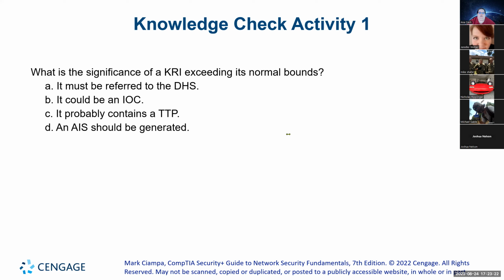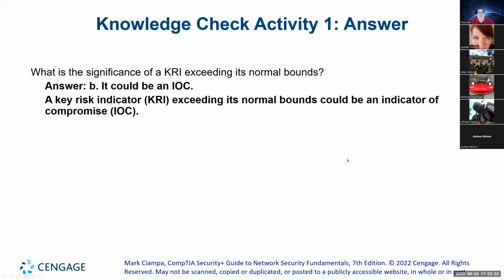Couple more guesses. Pick a letter and go for it. Like that. Here, make a couple extra guesses for people. There you go. Okay, so IOC is indicator of compromise. So what they were talking about is it could be an indicator of compromise.